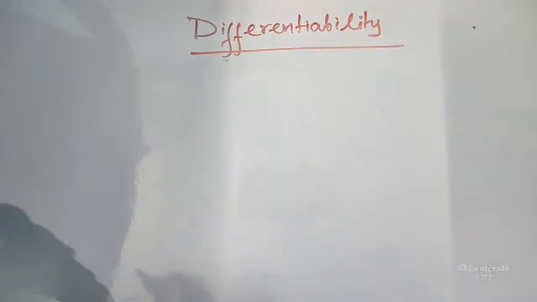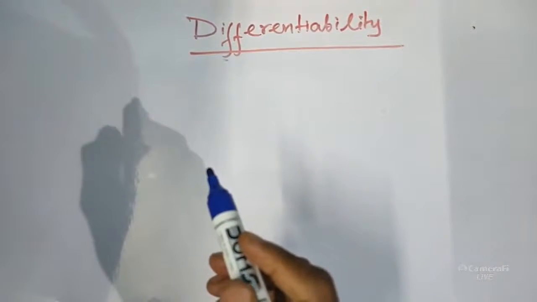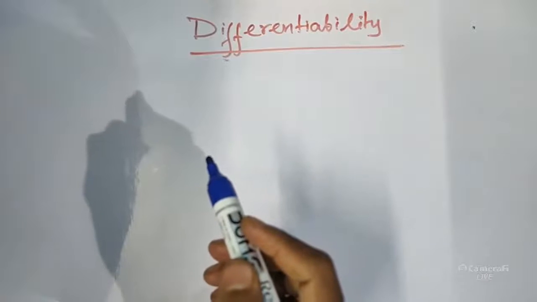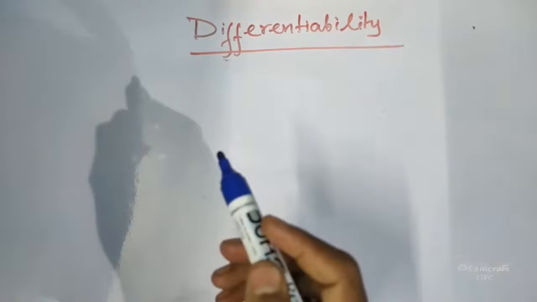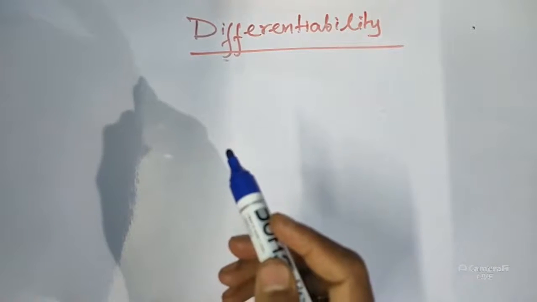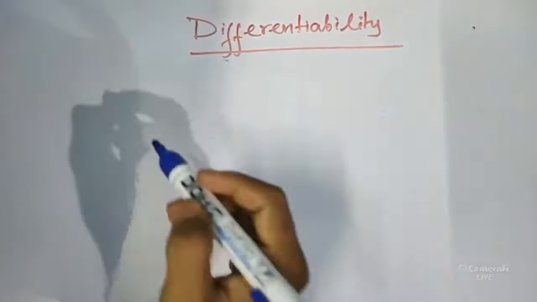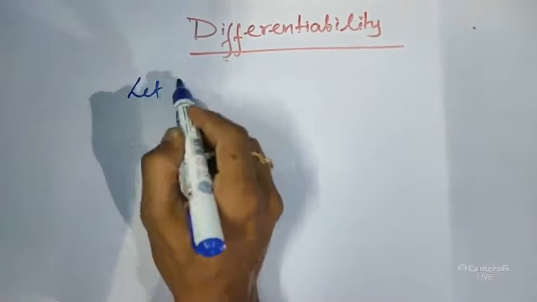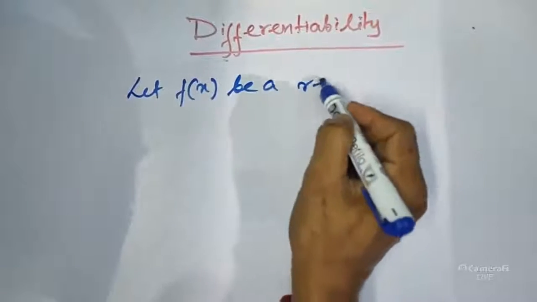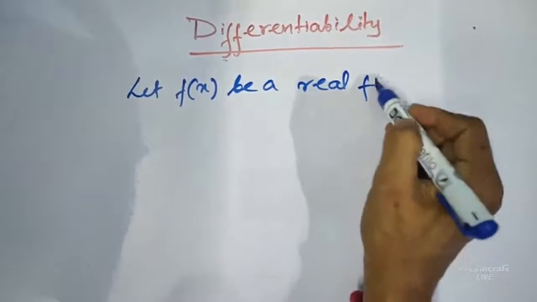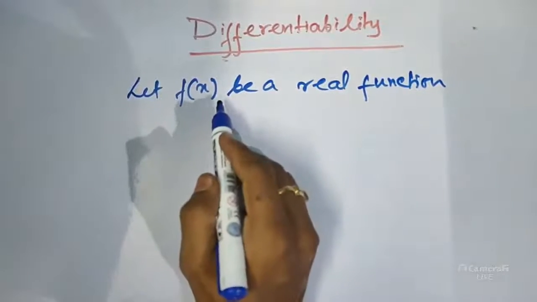Good morning, students. In today's session, we will learn differentiability. Already in class 11, we learned that whenever a function is differentiable, then its left hand limit should be equal to the right hand limit. So let f(x) be a real valued function. Real valued function means the value of f(x) is a real number.